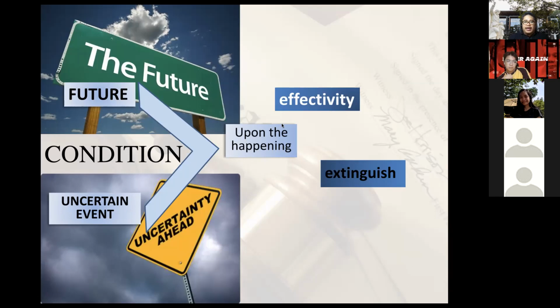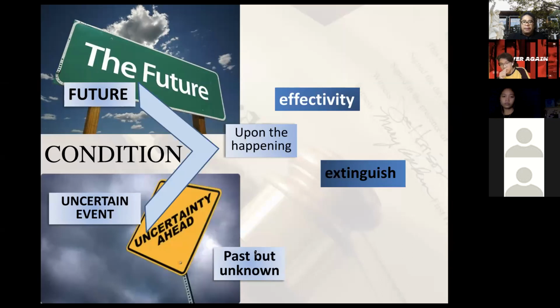Now, what if I turn it into a future and uncertain event, but it extinguishes an obligation? Say, for instance, I will lend you my book for obligations in contract so long as you get a passing score in the quiz. The moment that you did not pass the quiz, it extinguishes my obligation to lend you my book. Do you follow? It extinguishes my obligation to lend you or give you the right to utilize the book.